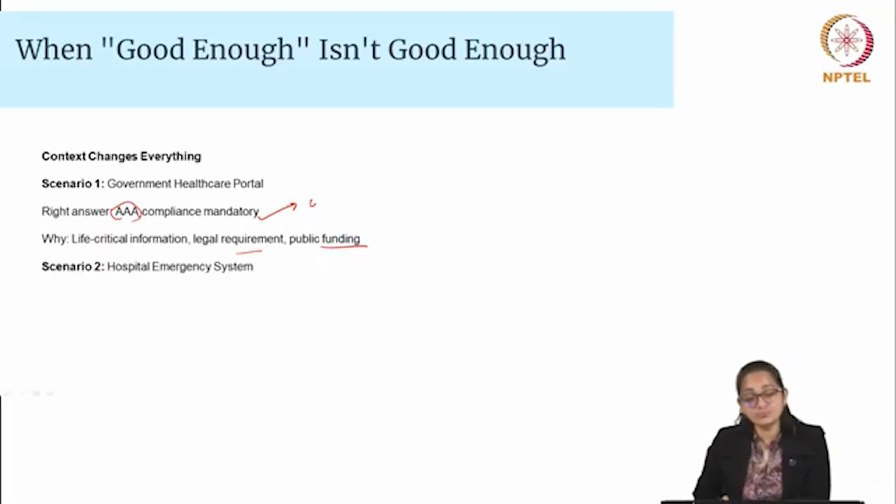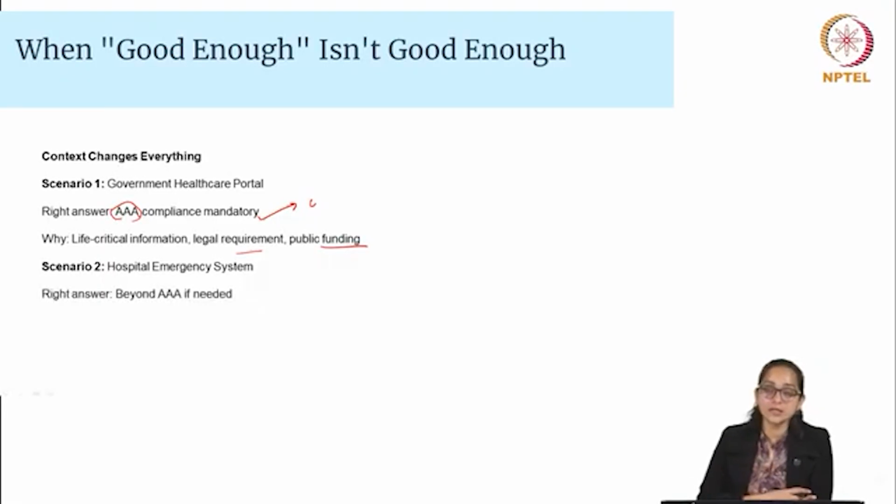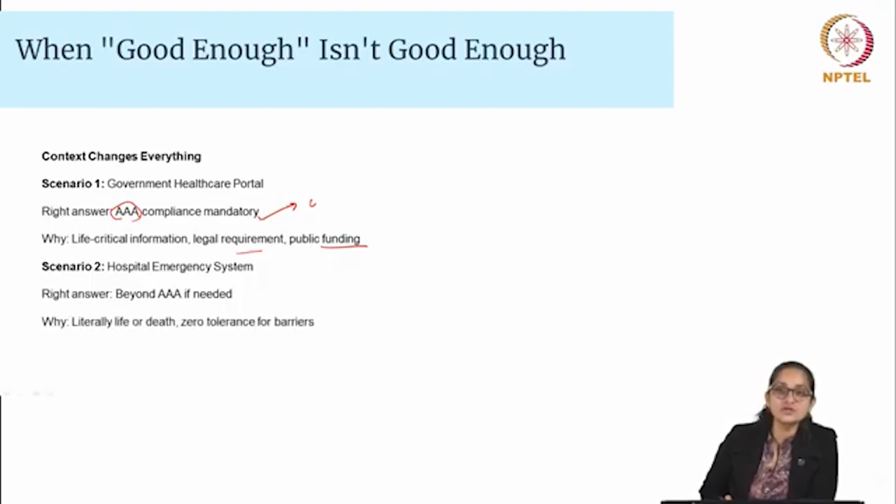Scenario two, let's think about that. A hospital emergency system. Again, it also contains life critical information. So probably here also the right answer is AAA compliant, and if there is a possibility to go beyond that in terms of usability and user experience, maybe we should try to do that. Why? Because it's literally life or death related information, so there is zero tolerance for errors or barriers.